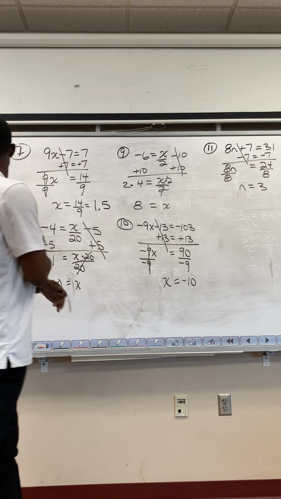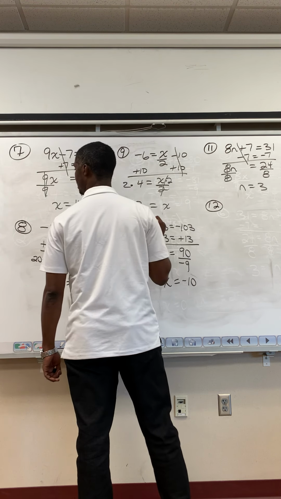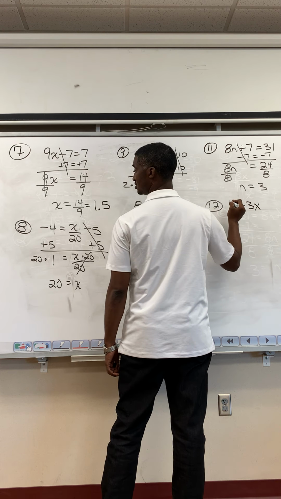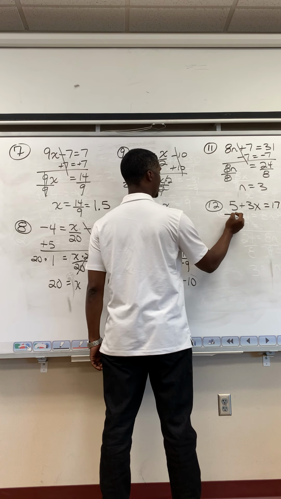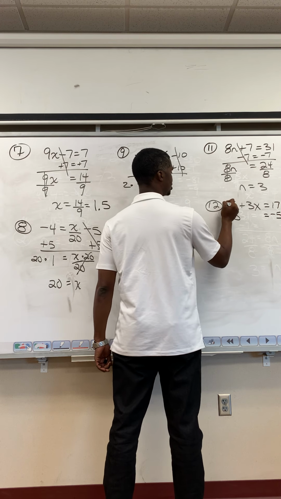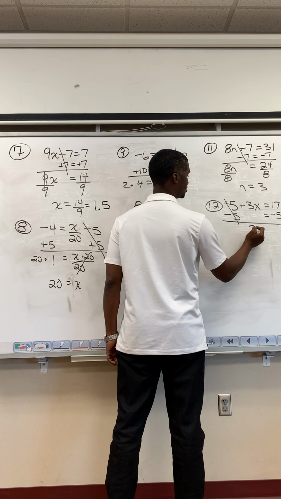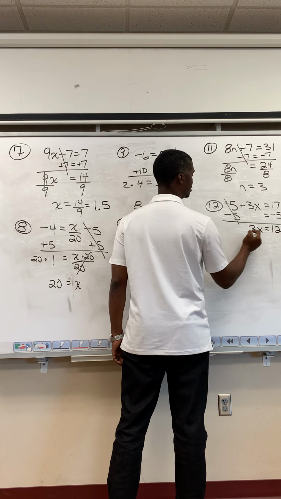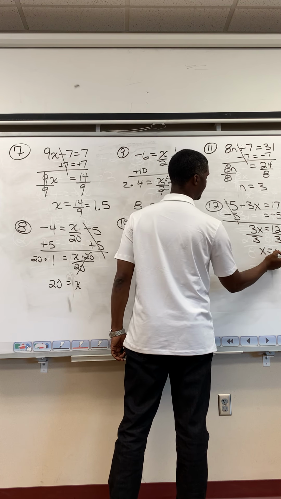And then number 12. Problem number 12 is 5 plus 3x equals 17. I'm gonna subtract 5 on both sides. You gotta treat that like it's a plus in front of it. Bang, that's gonna leave us with a positive 3x is equal to 12. Divide by 3, divide by 3. We're left with x is equal to 4.